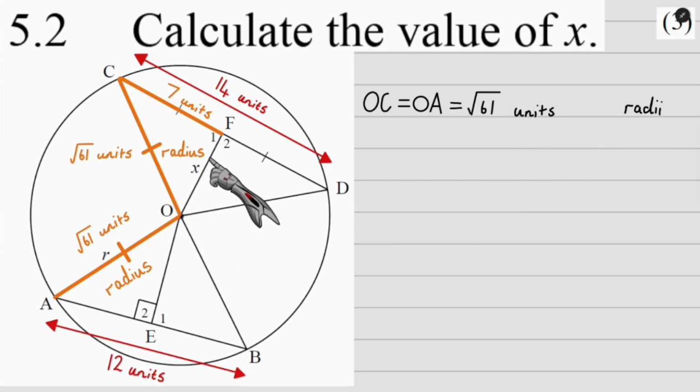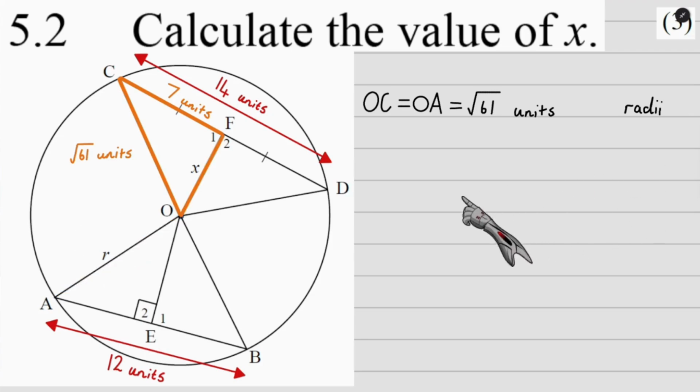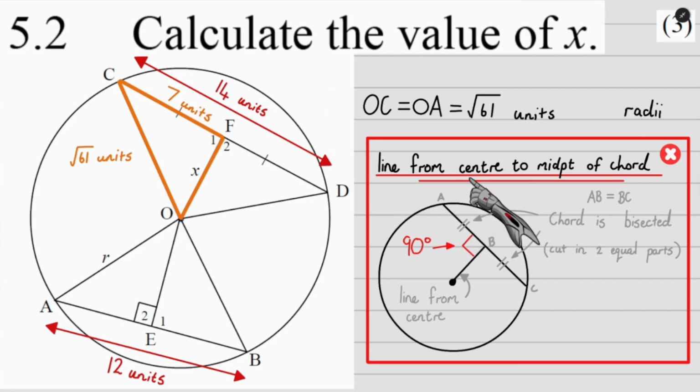Now I'm ever so close to getting x. I can use this triangle, but there is a problem. I want to apply Pythag over here, but I can't because I don't see a 90-degree angle. So I'm going to have to use the following Euclidean theorem to bring that 90-degree angle into the picture. It's called line from center to midpoint of chord. If I've got a line coming from the center that goes to the midpoint of this chord, aka the chord is bisected, then I can conclude that this little angle here is 90 degrees. So we can see that happening here.